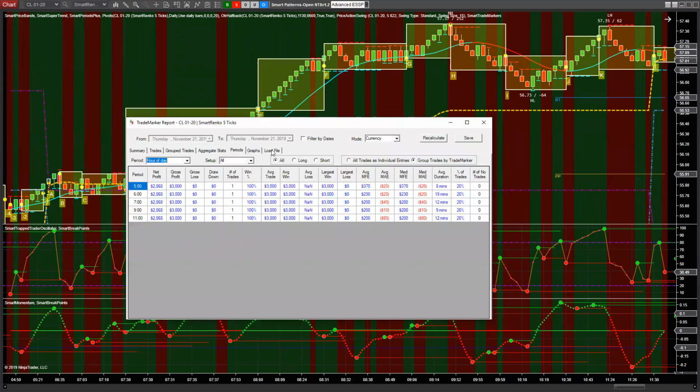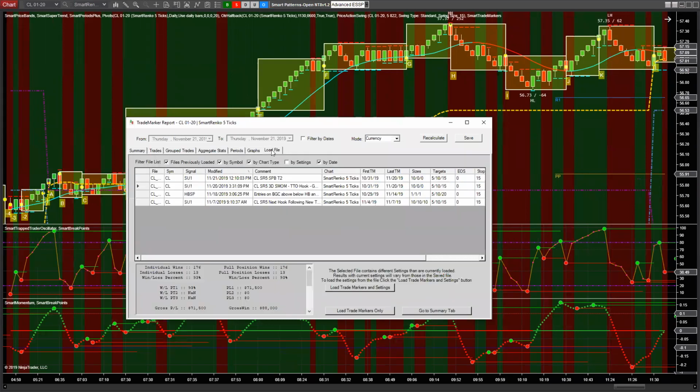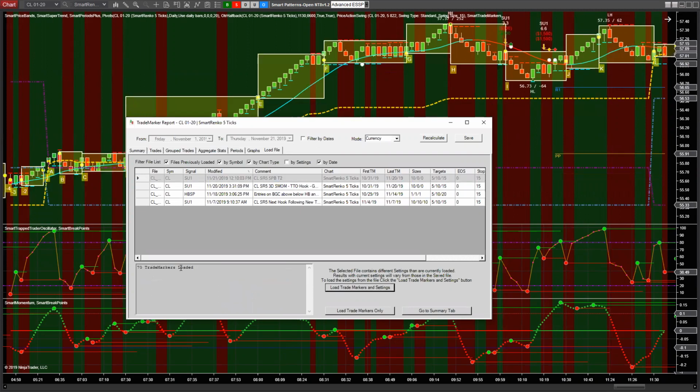And I can go to Trade Markers, load file. I can grab this smart price band T2, and I can say load trade marker and settings. It tells you right there, loaded 70 trade markers. I also sent this file over to Chris earlier, and he was checking it out. Or I could send it to anybody here. This is pretty useful to be able to do this.